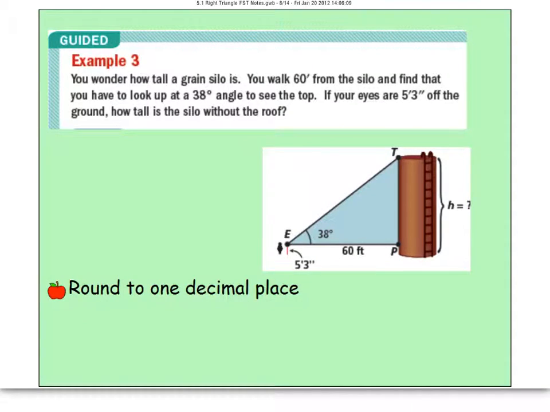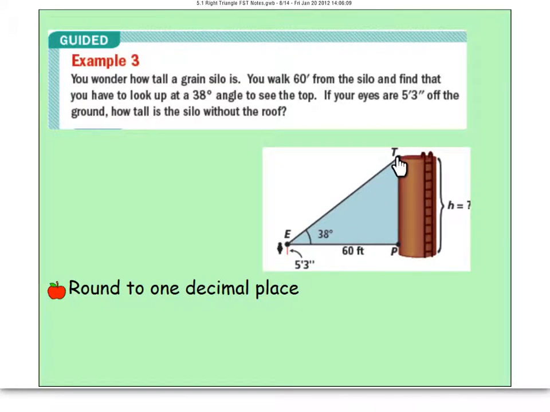In this scenario here, you wonder how tall a grain silo is. You walk 60 feet from the silo and find that you have to look up at a 38 degree angle to the top. So what you did is you started here, you walk 60 feet. Now be careful, you look up at your eye level. Initially when you look at your eye level, you're looking straight ahead. So your straight ahead line moves upward, and this is where the 38 degrees gets created. This is called a 38 degree angle of elevation.